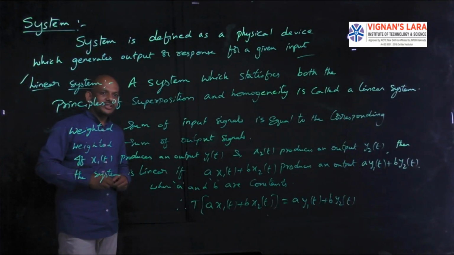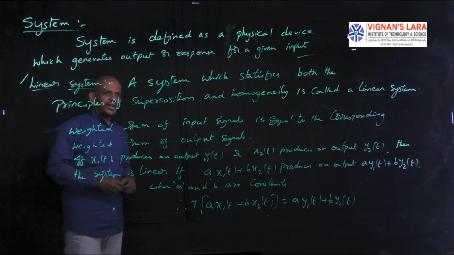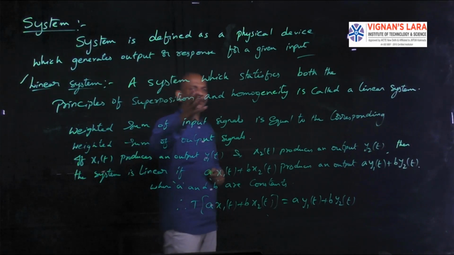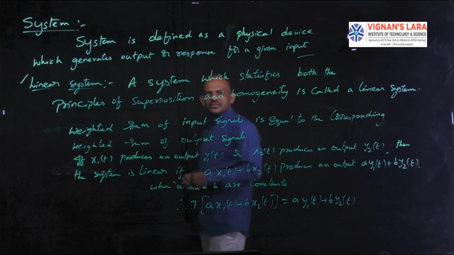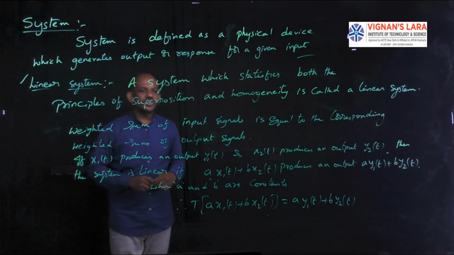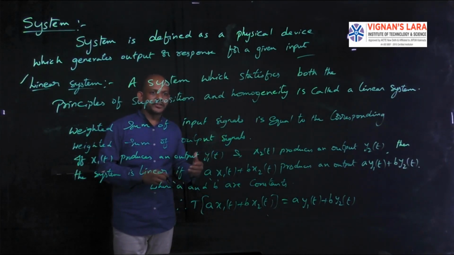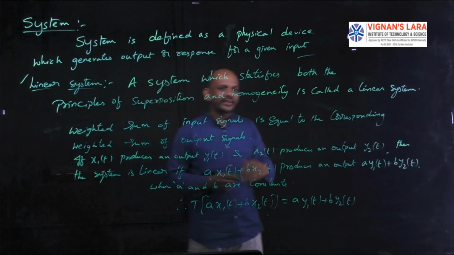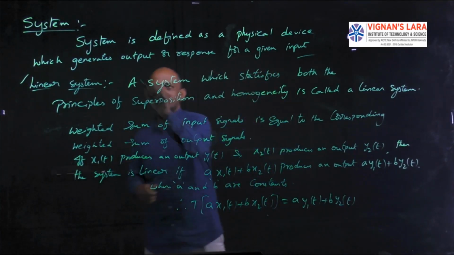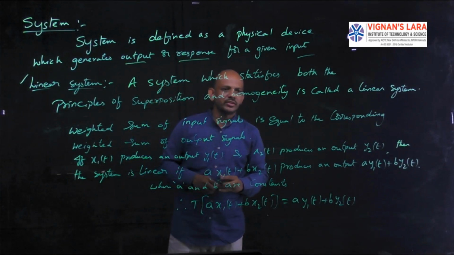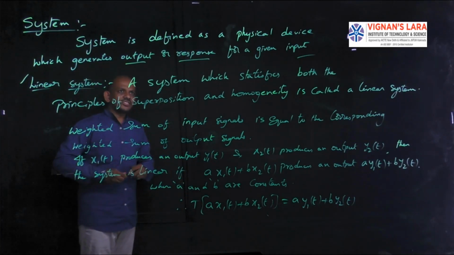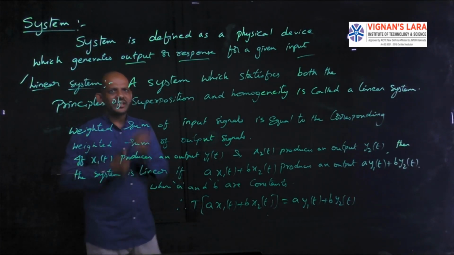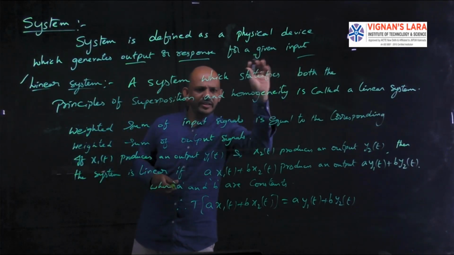Now I will start with the system. You all know the definition of a system. A system is defined as a physical device which generates an output or response for a given input. Here output and response are the same; technically we call that output a response. So the system will generate a response or output for a given input.